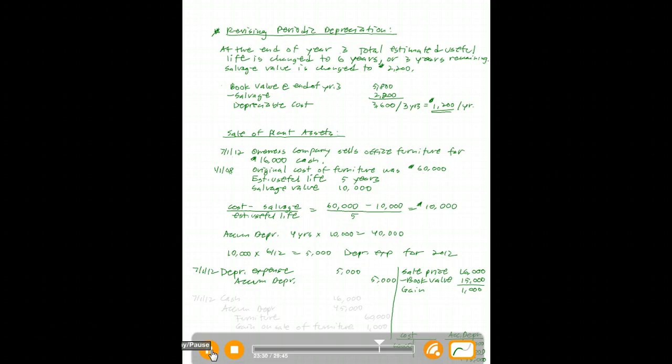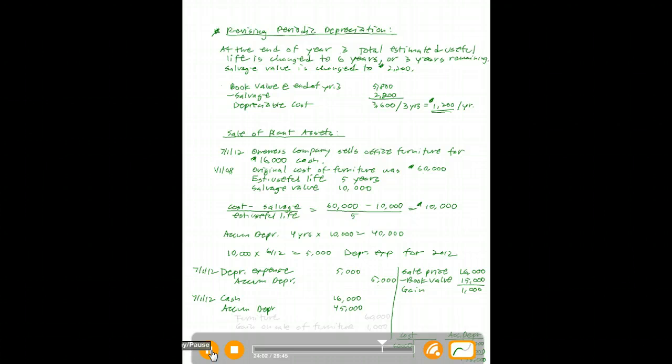All right, so let's journalize this. So on 7/1/12, we're going to debit cash for 16,000. We also need to debit the accumulated depreciation of 45,000. Whenever you sell an asset, you're going to get rid of the asset off your books, and you also have to get rid of the accumulated depreciation that goes with it.